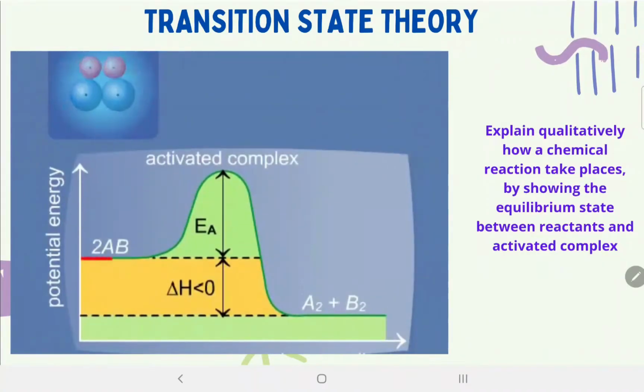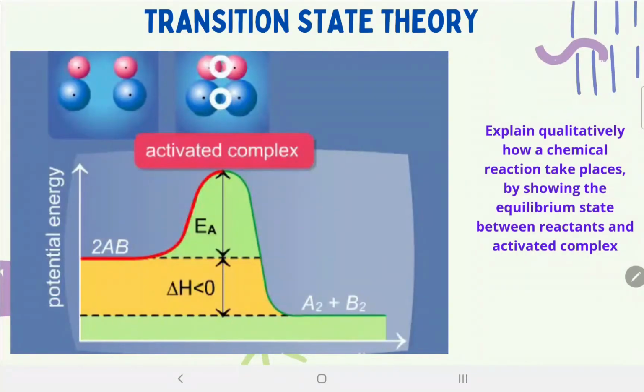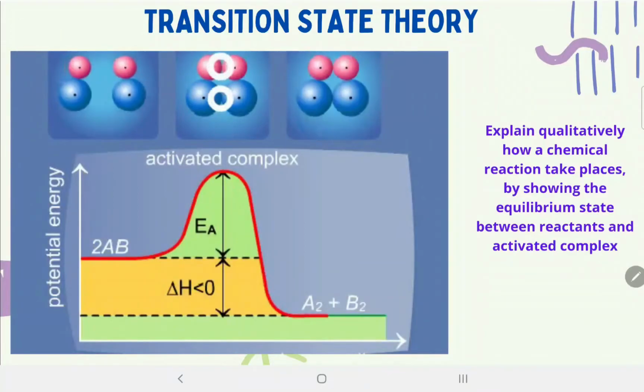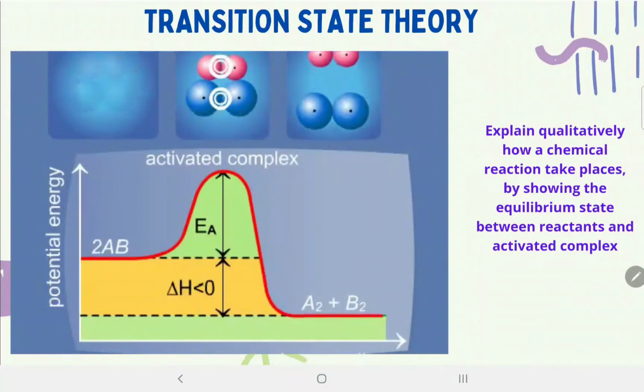As the 2 AB molecules approach each other, their potential energy increases until it reaches a maximum when the activated complex is formed. The potential energy increase up to this point represents the activation energy for this reaction. As the reaction proceeds, the activated complex breaks apart to yield product molecules, and energy is released.